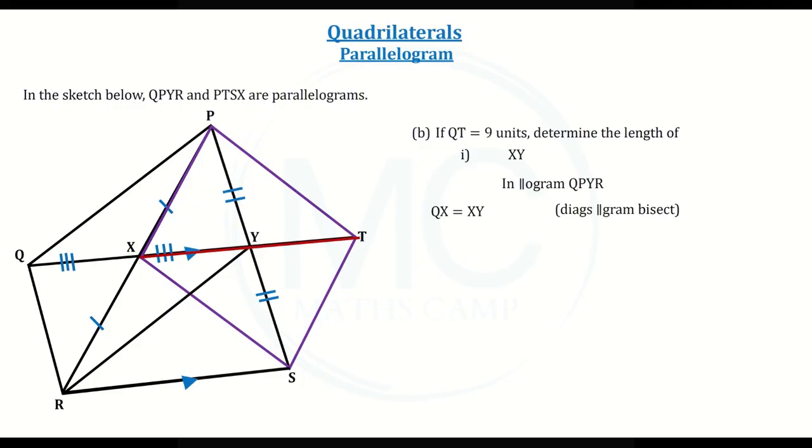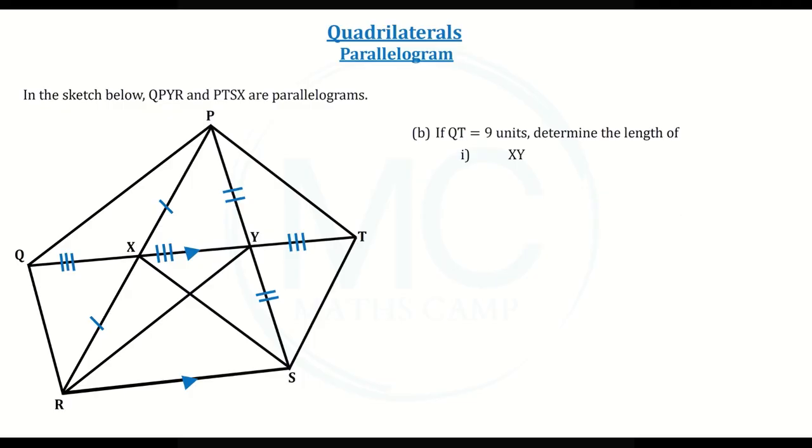Now we can say in parallelogram PTSX, we know that XY is equal to YT because the diagonals of a parallelogram bisect. XY is the same length as YT. So let's make our diagram black again. And we can put 3 small blue lines on YT because it's the same length as XY. Now we can make some space.